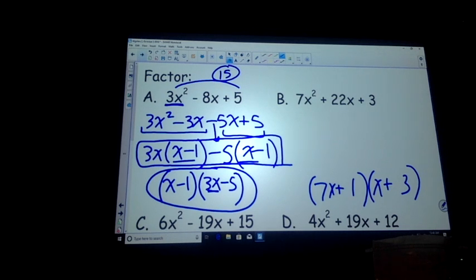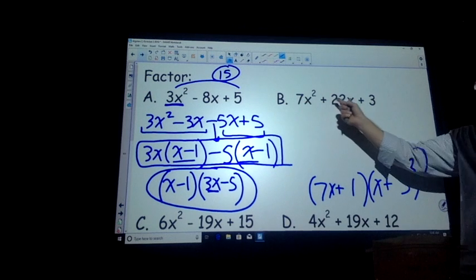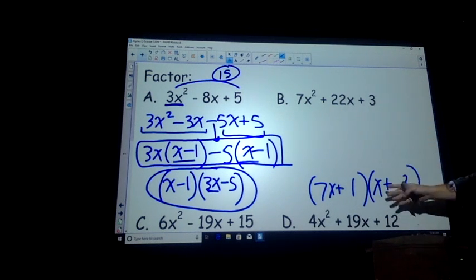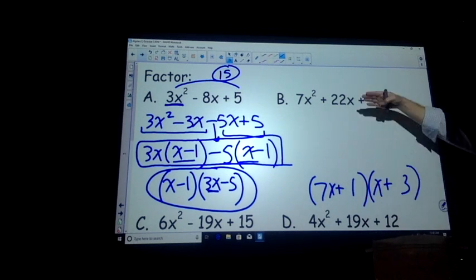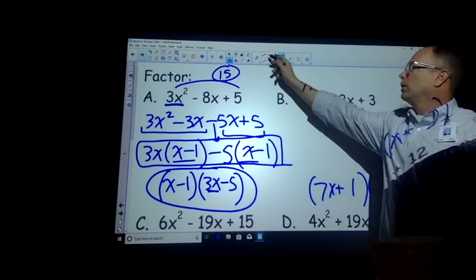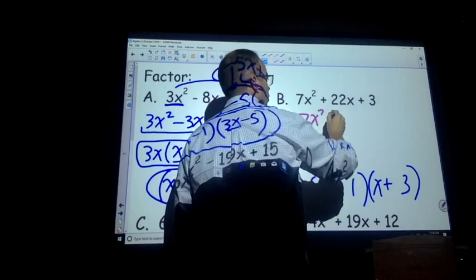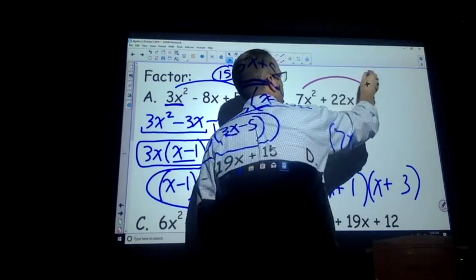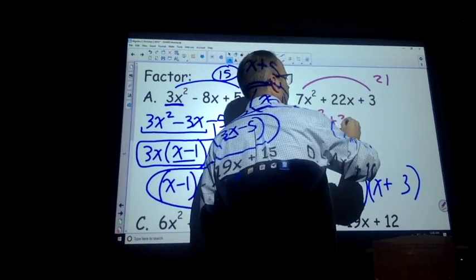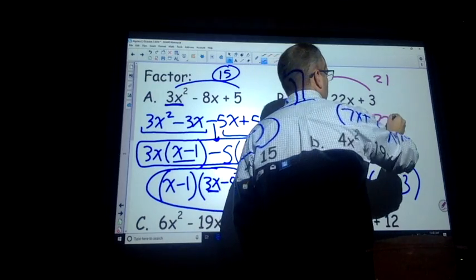Why did I skip all of that? This one made it easy because this is prime and this is prime. Okay? Now, if some of you are like, dude, where did that whole stuff just go? If you're not able to see it right away, that's fine. So realize you're going to have 7x squared. Multiply that together, gives me 21. So I know I have plus 3x plus 7x plus 3.